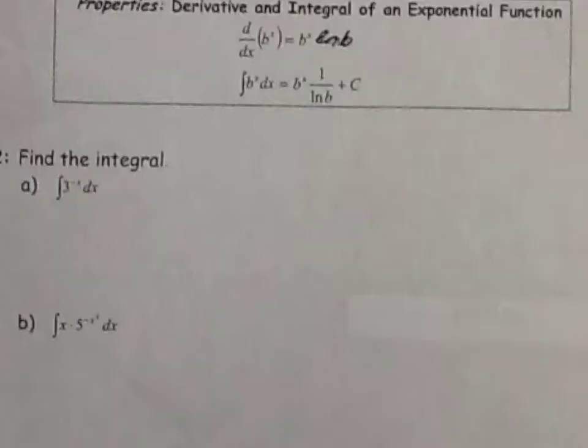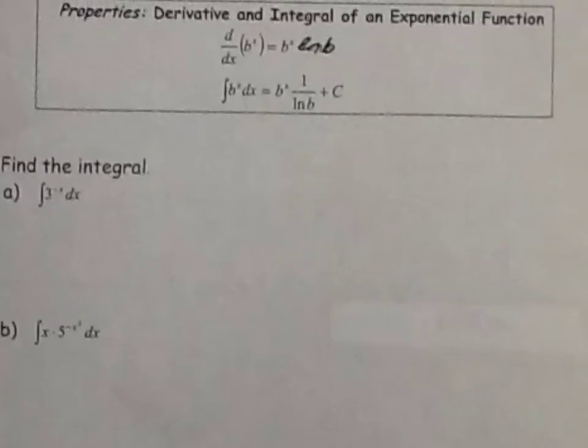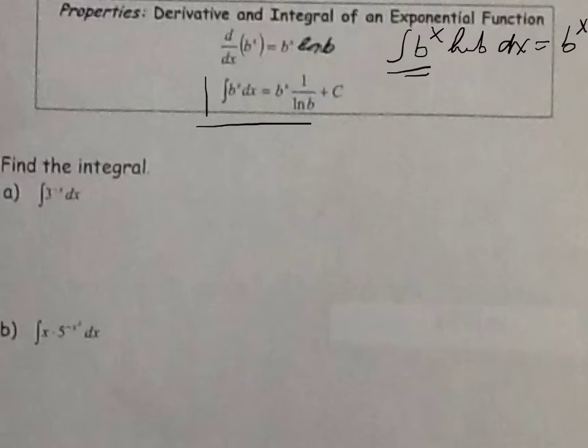The last page is, again, a reminder of the derivative of an exponential function of any base b, which is b to the x ln of b. And then if we rewrite it in integral form, the integral of b to the x ln of b dx is equal to b to the x. And if you factor out ln of b and solve for the integral of b to the x, we get to the next formula. So the integral of b to the x dx is b to the x times 1 over ln of b.